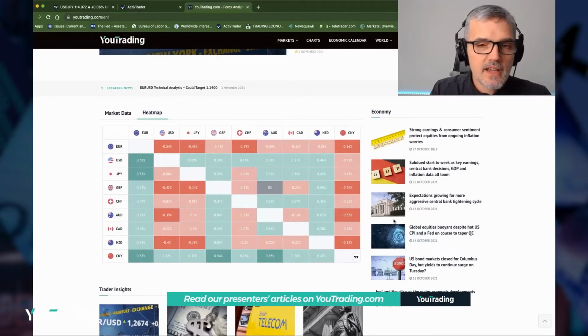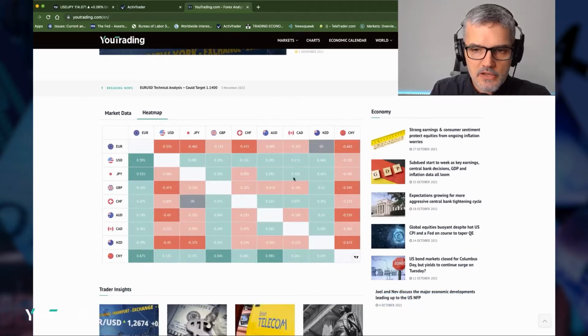So as always, I'm going to start with the YouTrading.com Forex heat map. You can see here that the US dollar is pretty strong across the board, only weaker against the Chinese yuan. And then you've got the yen underneath it, which is also pretty strong. But obviously the dollar is beating the yen at the moment. Also, the Swiss franc is doing better than the yen.